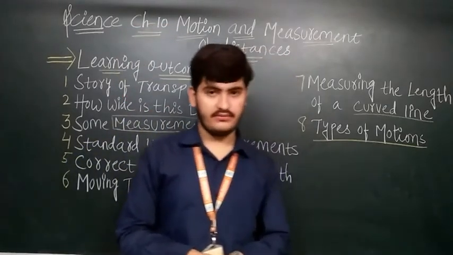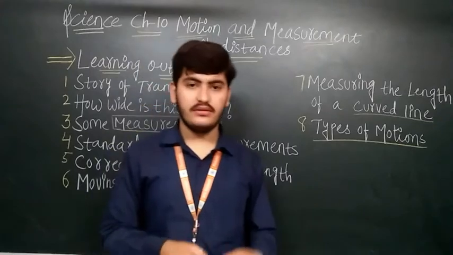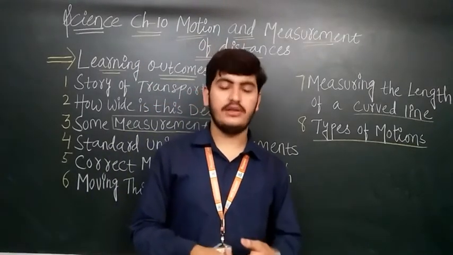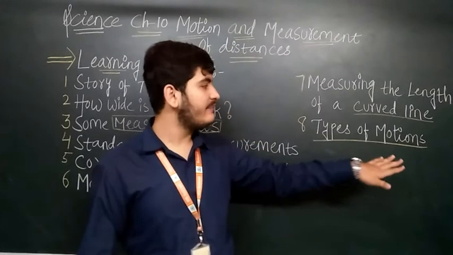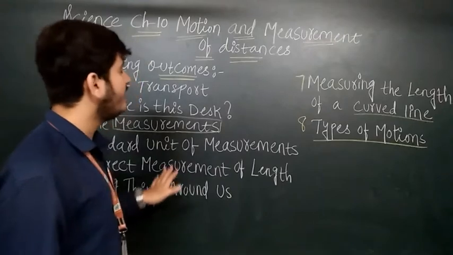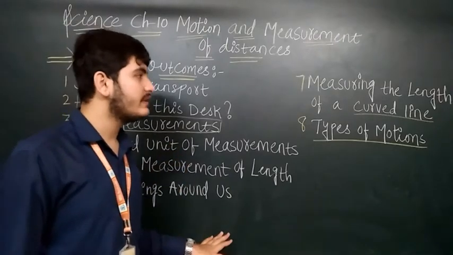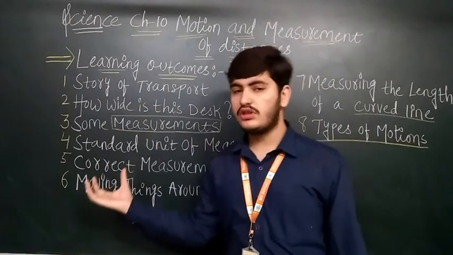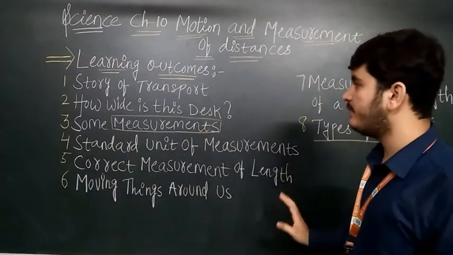We are walking, right? But what about the fan? What about the wheel of the cycle? Their movement is different. Those different types of motion we will learn. So these are the 8 points that I am going to cover through this chapter. I hope you understood what learning outcomes we are going to learn from this chapter.